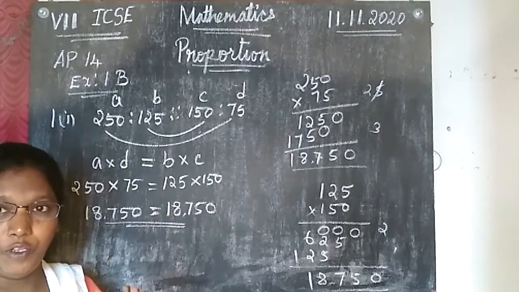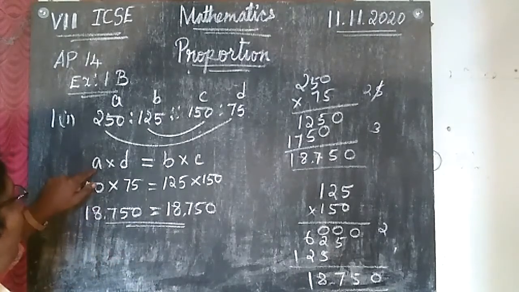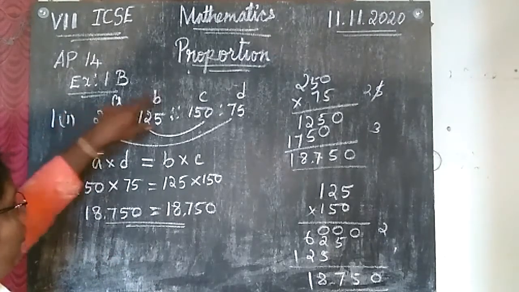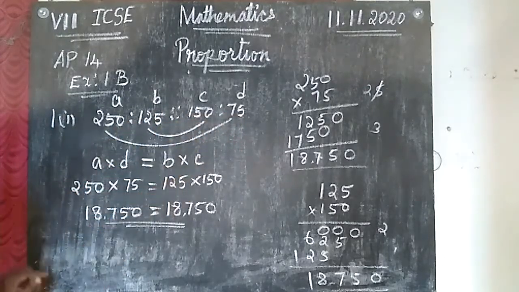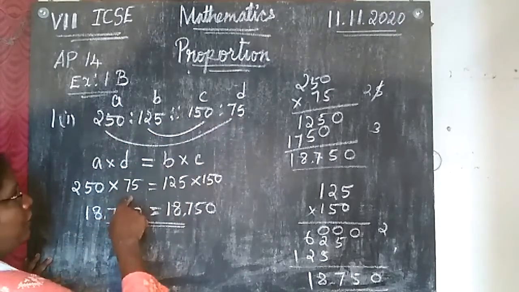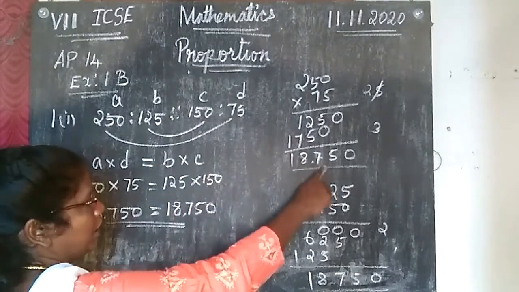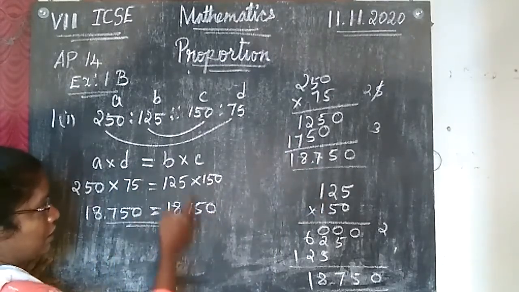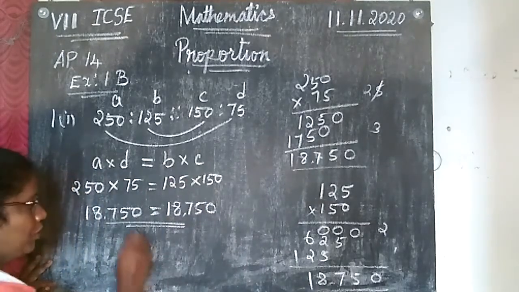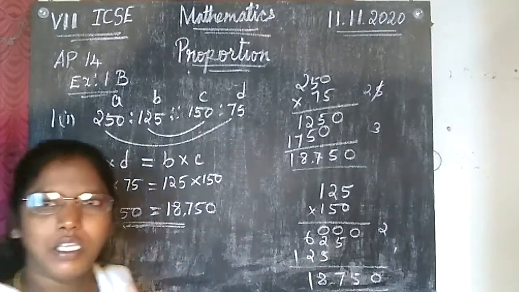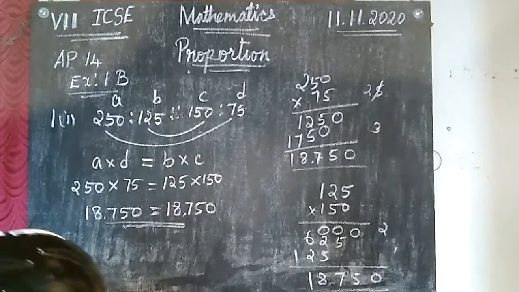That you should keep in mind, okay? 3 sums are left to you. You have to write them as homework. Let me explain once again. Product of extremes A into D, product of means B into C. A is 250, D is 75, B is 125, C is 150. When I multiply, I am getting 18,750 here. When I multiply the other side, B into C, I am getting 18,750. So both are equal. Therefore, the statement is true. Understood? Now next.